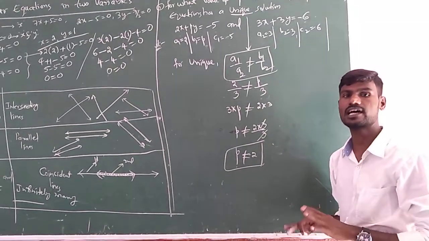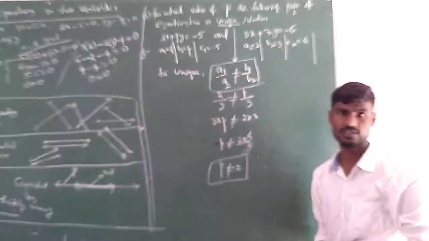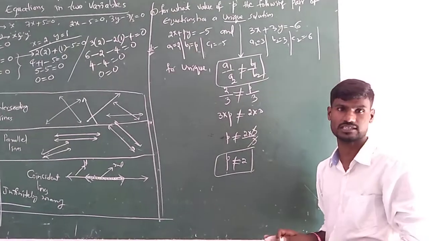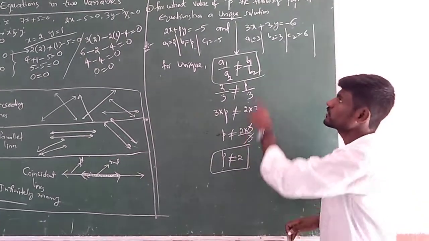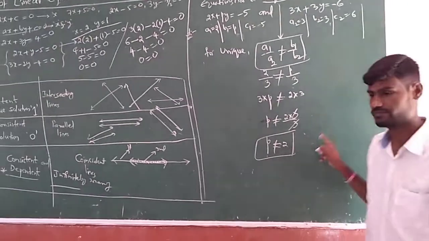That means other than this value of P, for all remaining values of P, there exists a unique solution. If P is equal to 2, there is no unique solution. That is the meaning. For P not equal to 2, there exists a unique solution. Now let us go to the next problem.